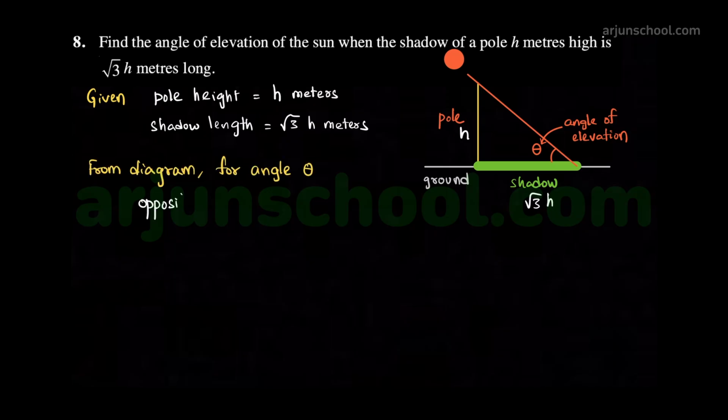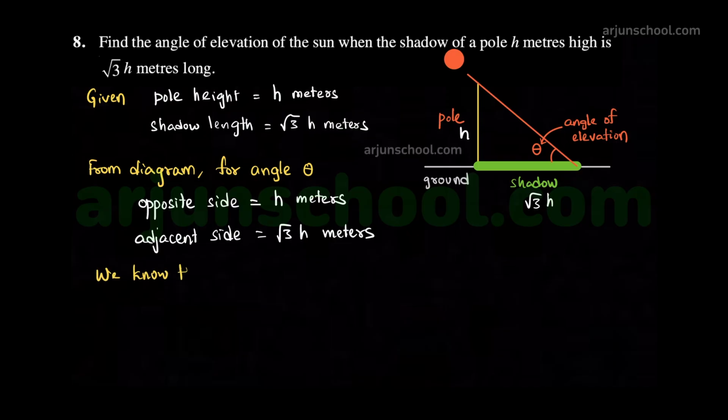From the diagram, for angle theta, opposite side is pole height, which is equal to h meters. For angle theta, adjacent side is length of the shadow, which is root 3 times h meters. We have opposite side and adjacent side. Let us write tan theta.